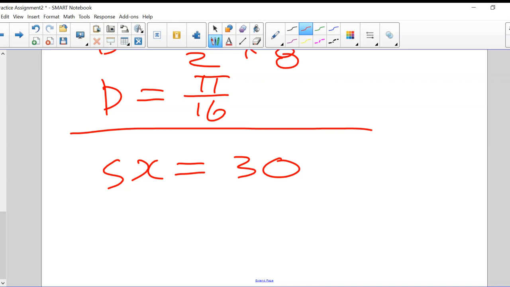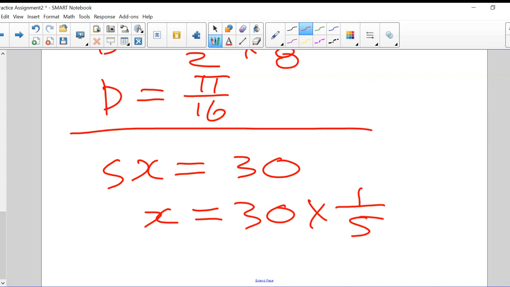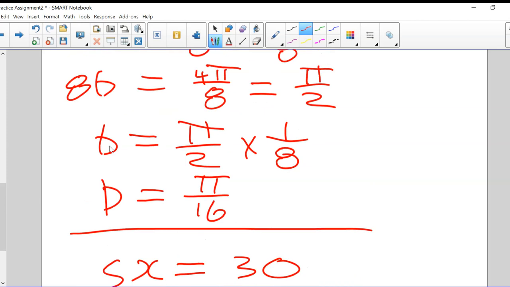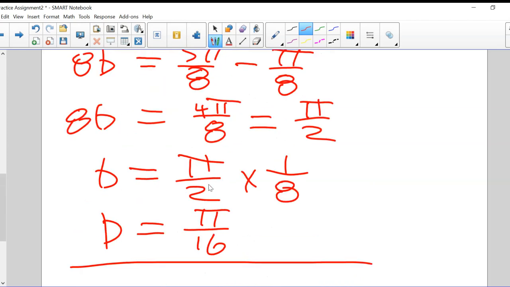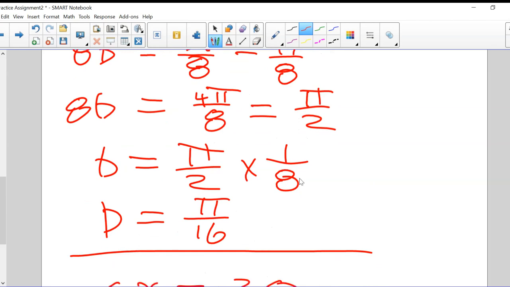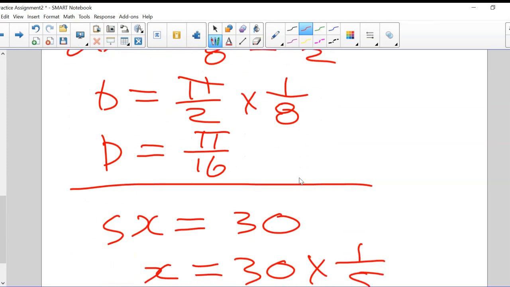Okay. How about we try this instead? Multiply by the reciprocal of 5, which is 1 over 5. So 30 times 1 over 5. Because the reciprocal of 5 is 1 over 5, right? So multiplying by 1 over 5 should do the same thing as dividing by 5. And this question up here asked us that 8b was equal to pi over 2. So I said, okay, I need to divide by 8. Another way to divide by 8 is to multiply by 1 over 8. Does that make sense now, Kayla? Why we multiply by 1 over 8? Because it's the same thing as dividing by 8.